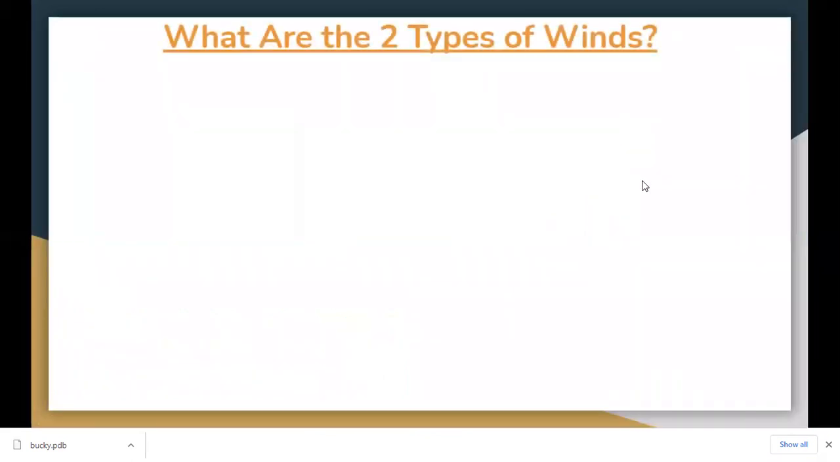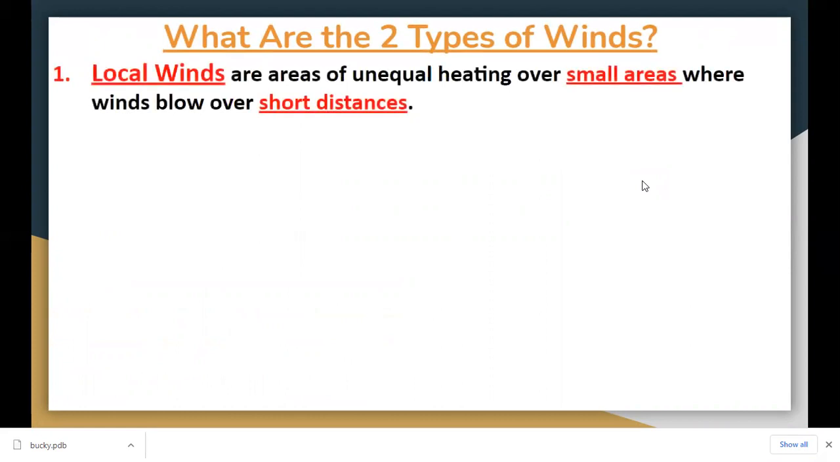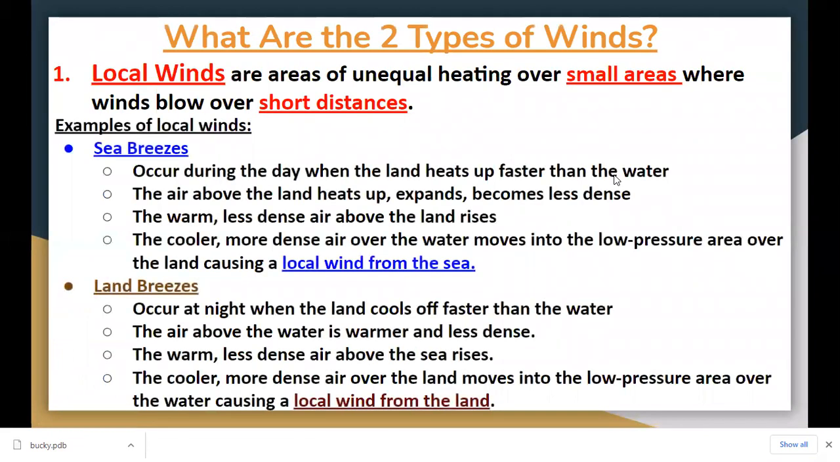What are the two types of winds? Well, the first type of winds are called local winds. These are areas of unequal heating over small areas, where winds blow over short distances. So two examples of local winds are sea breezes and land breezes. So let's talk about them for a second.